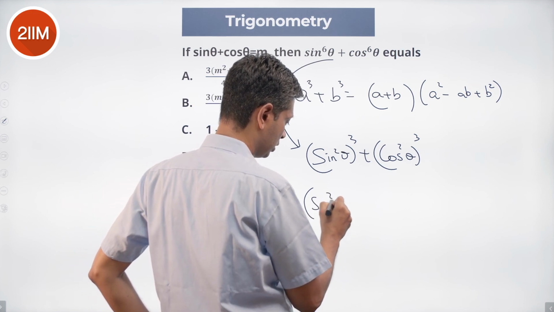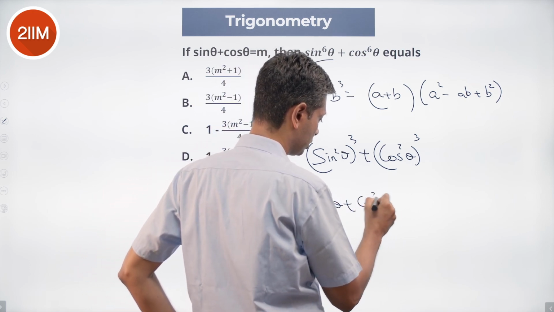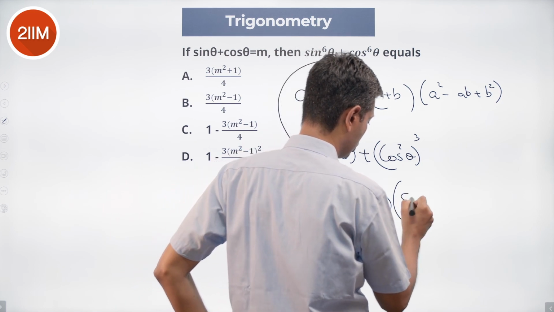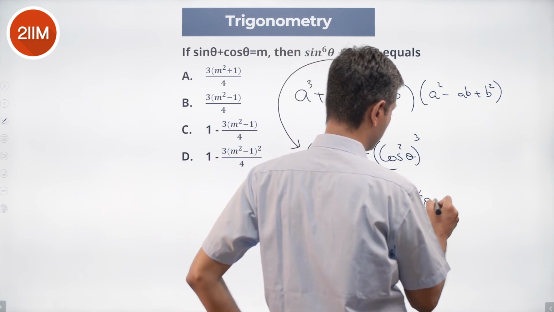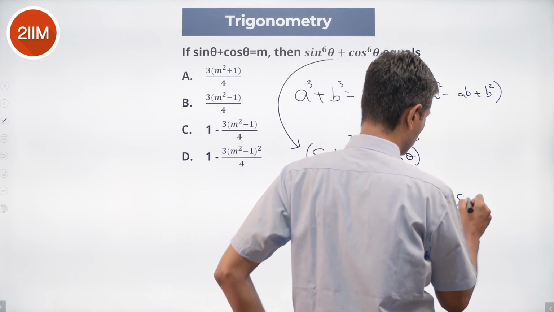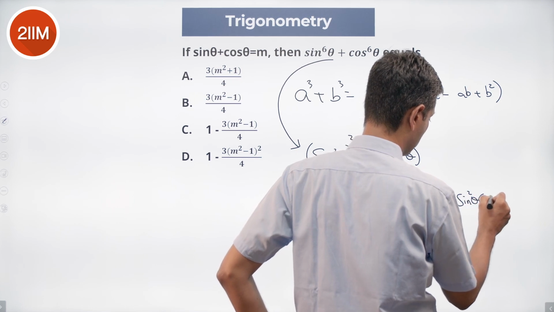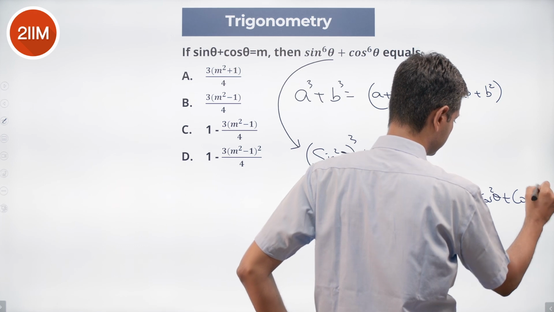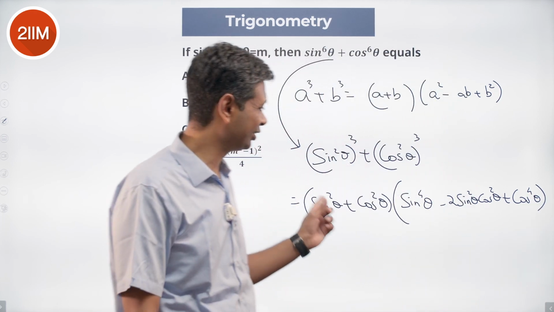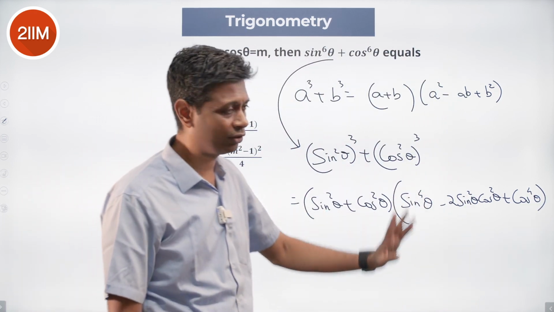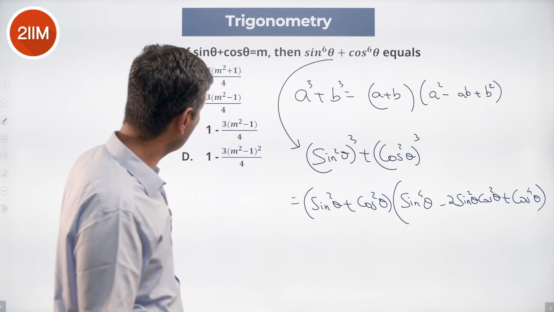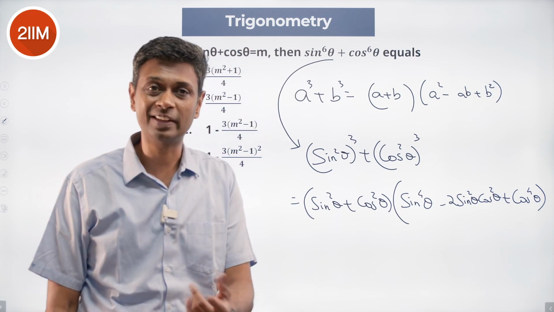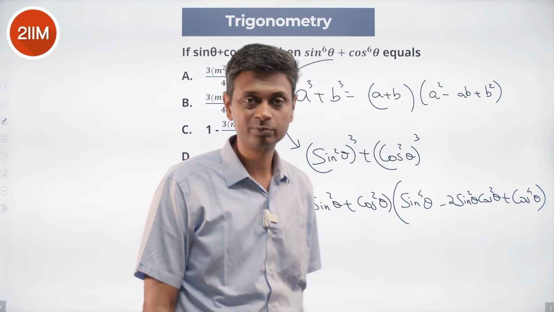which can be written as (sine square theta plus cos square theta) into (sine power 4 theta minus sine square theta cos square theta plus cos power 4 theta). Nice. This is 1. So we need to find this. We know sine theta plus cos theta is m. We square that. We can find this.